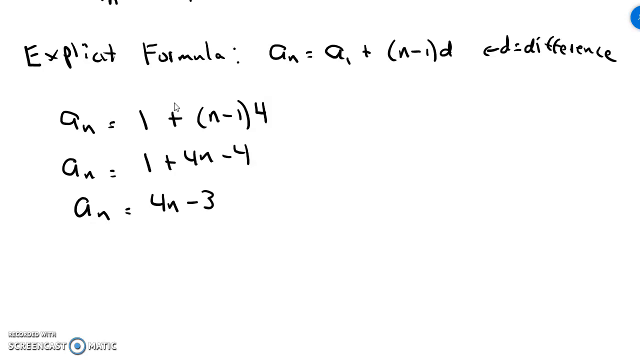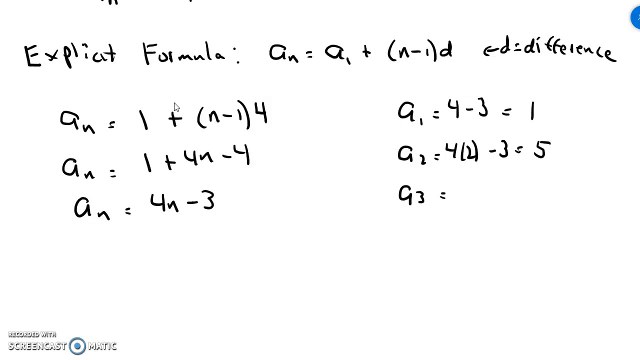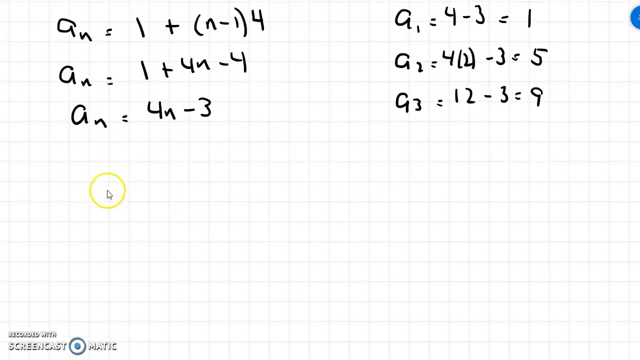Now, does this work? Let's try it. If I put in a 1, my a sub 1 will be 4 times 1 minus 3, and yes, that matches up with the first term of my sequence. The second one would then be 4 times 2, which is 8 minus 3. 8 minus 3 is 5. This is looking good so far. Let's try one more. My a sub 3 is going to be 4 times 3, which is 12, minus 3, is 9. Okay, so that looks like a decent explicit formula for my arithmetic sequence. Great. Let's try another sequence.